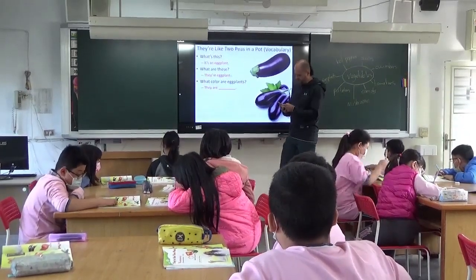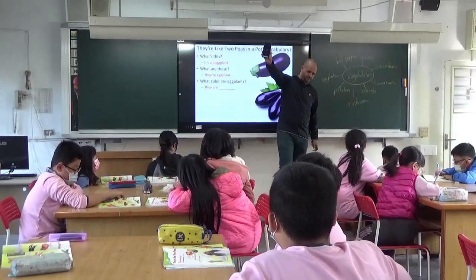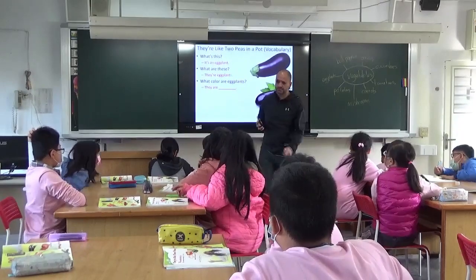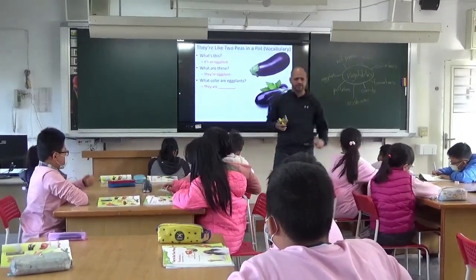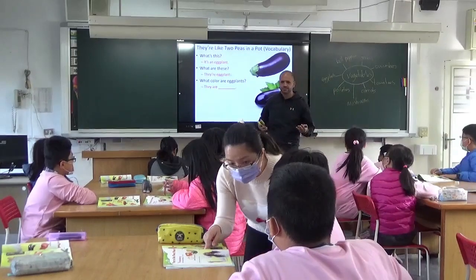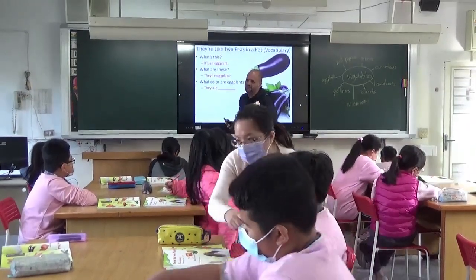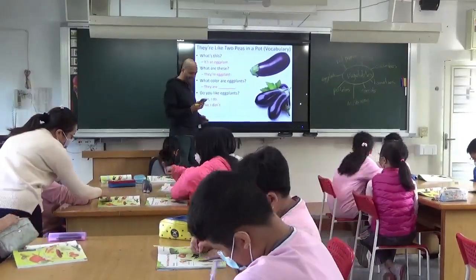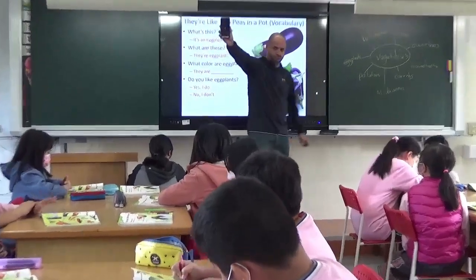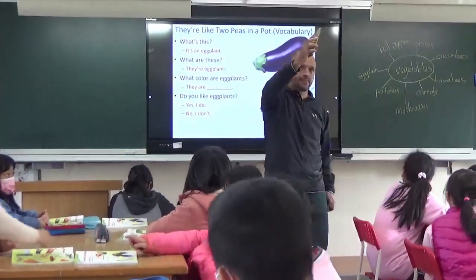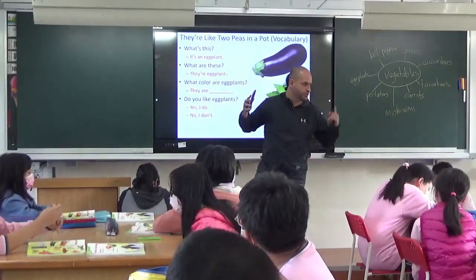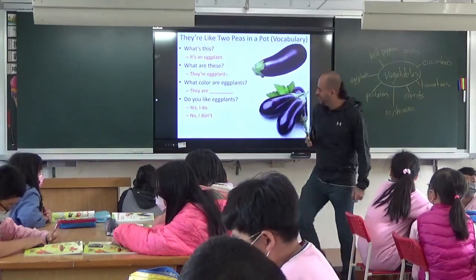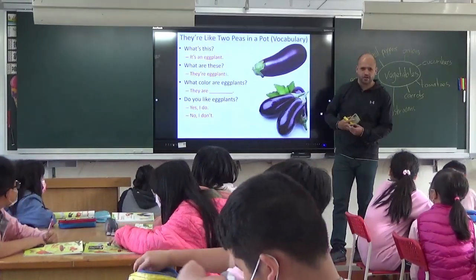What color are eggplants? Okay, Annie, what color are eggplants? Purple. They're purple. Have you ever seen any other colors? I haven't. Then, do you like eggplants? Let me see. 6. Do you like eggplants? No, I don't. Okay. I like eggplants and some garlic.